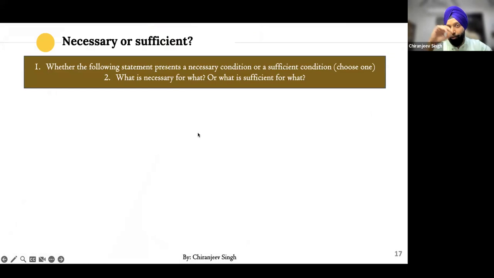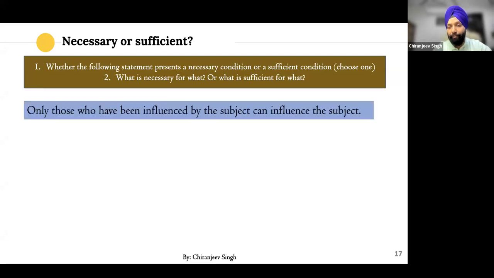On this slide I'll show you a couple of statements one by one. You have to identify whether the statement presents a necessary condition or a sufficient condition. So you have to see, is the statement presenting a necessary condition or a sufficient condition? Whatever you decide, you also have to tell me, if it is necessary, what is necessary for what, and if it is a sufficient condition, then what is sufficient for what. You can share your answers in the chat window.